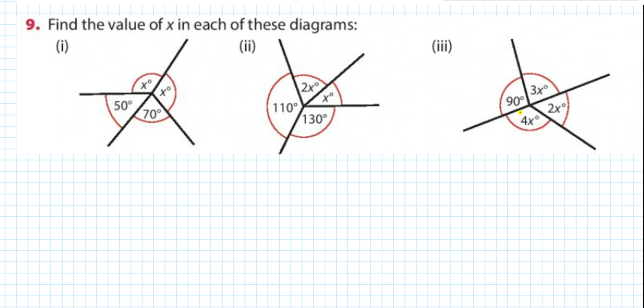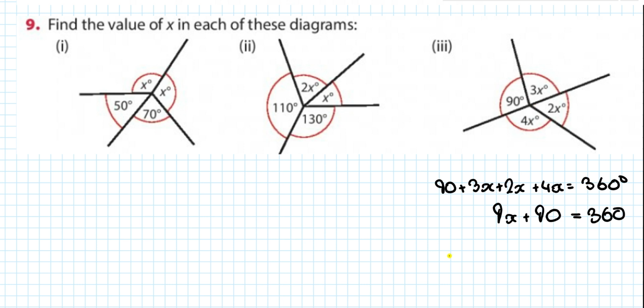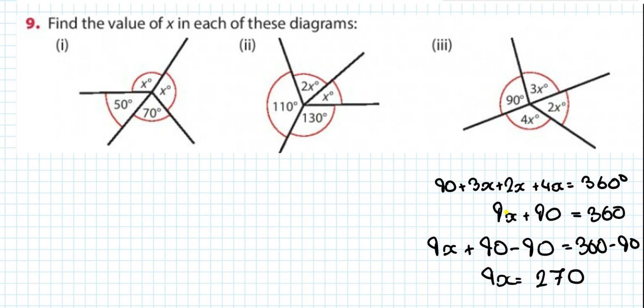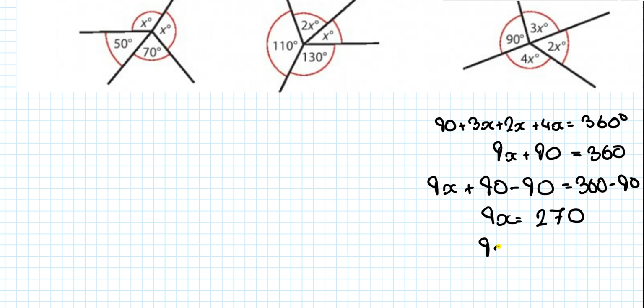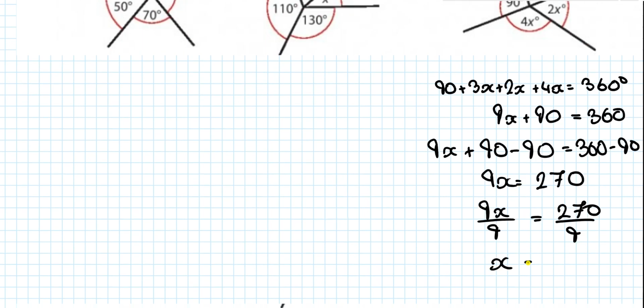Here, very similar question again, except now it's not a straight angle, it's the angle at a point, so I know this adds up to 360 degrees. So 90 plus 3x plus 2x plus 4x is equal to 360 degrees. That's 9x plus 90 is equal to 360. We're going to subtract 90 from both sides because I want to get the 9x on its own. 360 minus 90. 9x is equal to 270. And now I want to get x on its own, so I'm going to divide both sides by 9. x is equal to 30 degrees.